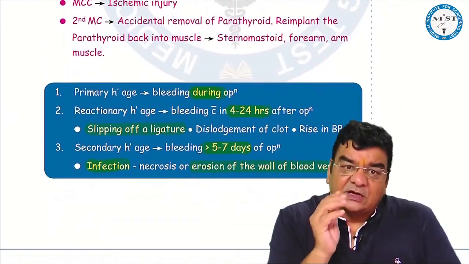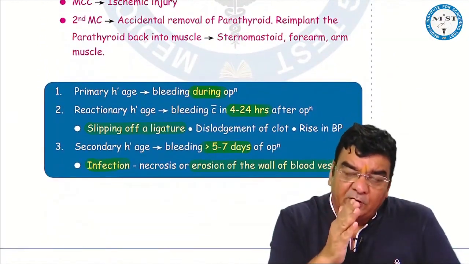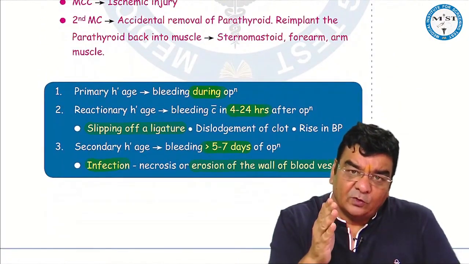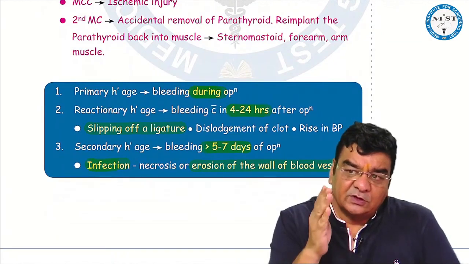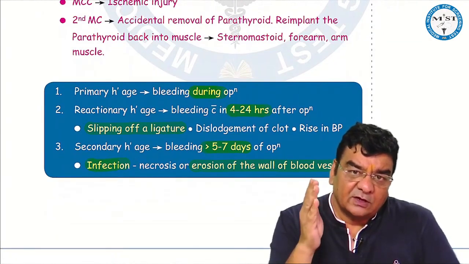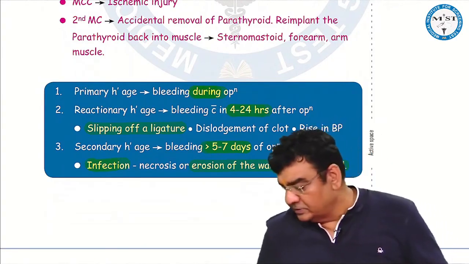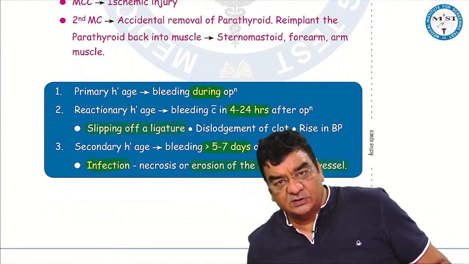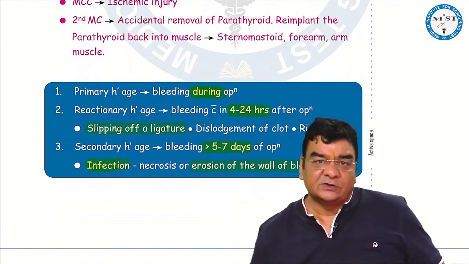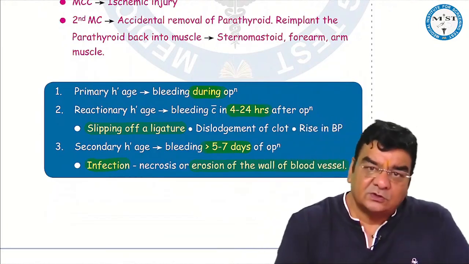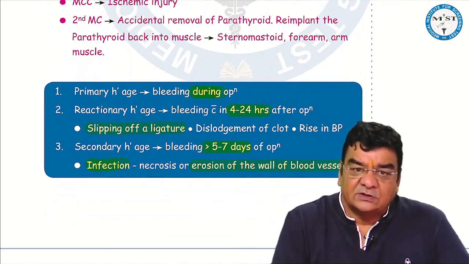Primary, reactionary and secondary hemorrhage. Primary is during operation. Reactionary is within 4 to 24 hours after the operation, due to slipping of a ligature, dislodgement of clot and rise in blood pressure. Secondary is a few days after the operation, 5 to 7 days, and that is because of infection which causes erosion or sloughing of the wall of the blood vessel.